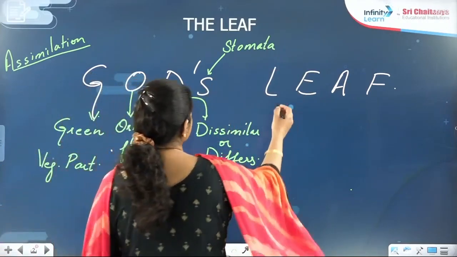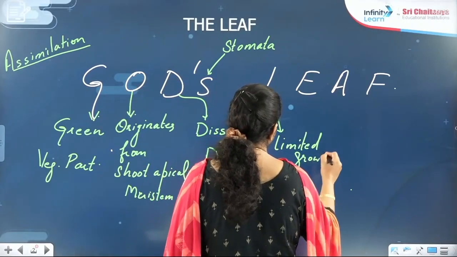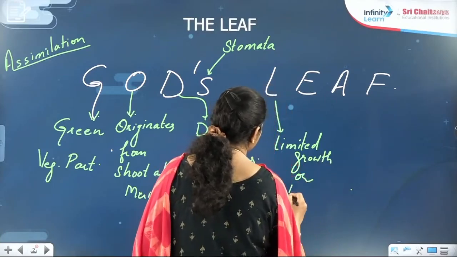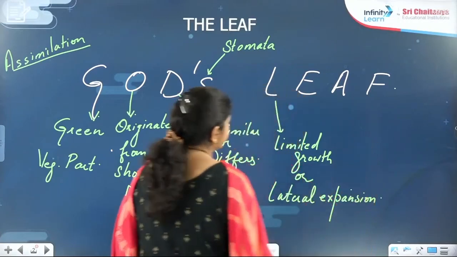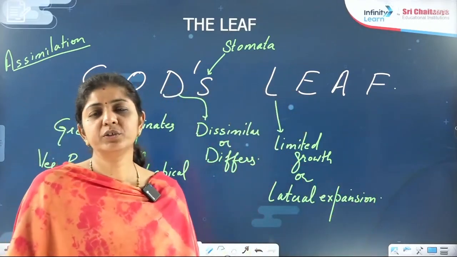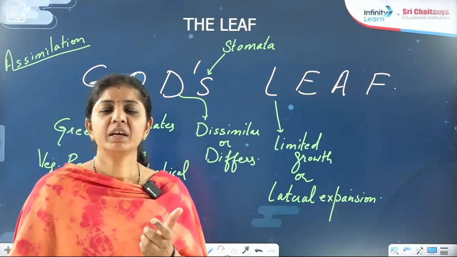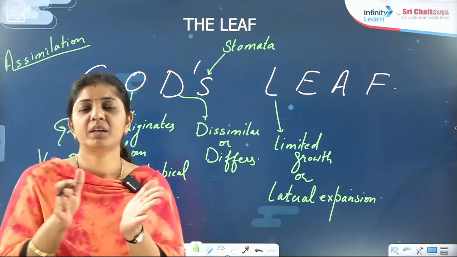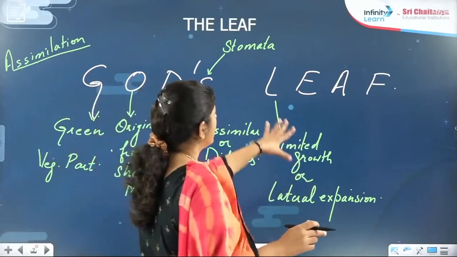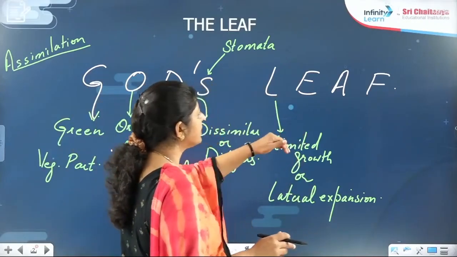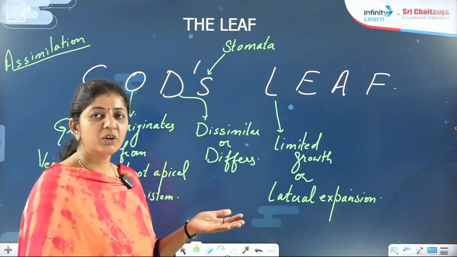Then L stands for limited growth, or you can say lateral expansion. Among the different structures like roots and stem, which are elongated and cylindrical, the leaf is the expanded, compressed part. So it is the lateral expansion part, and it has limited growth. It does not keep on growing throughout life. The overall plant can show unlimited growth, but not the leaf.